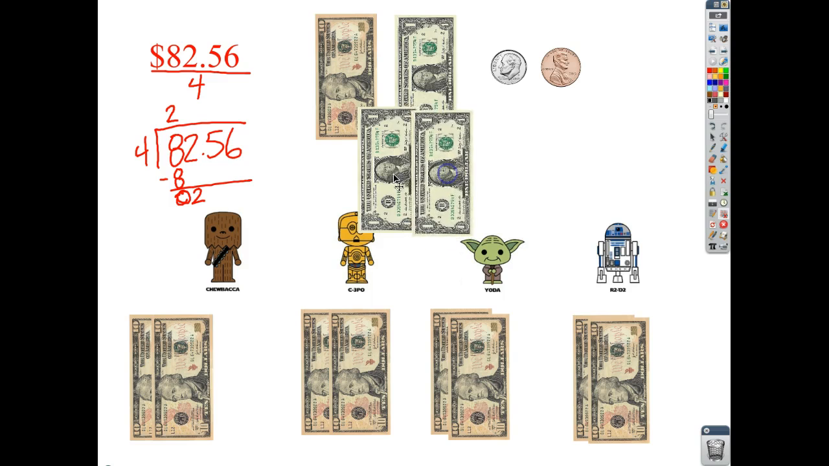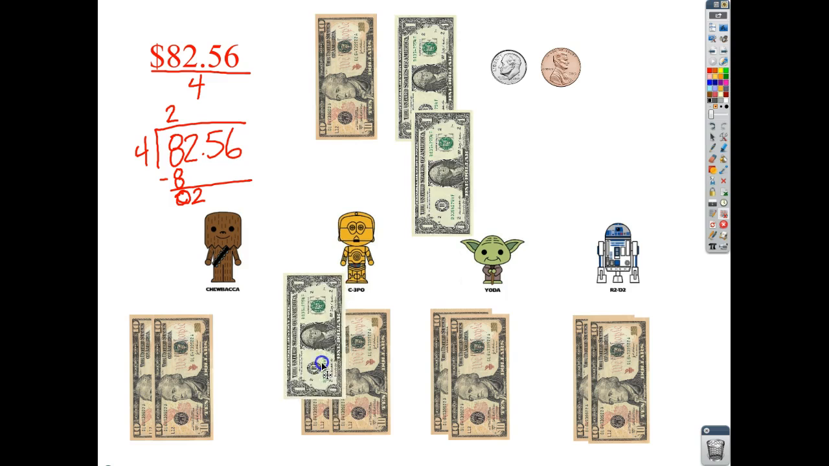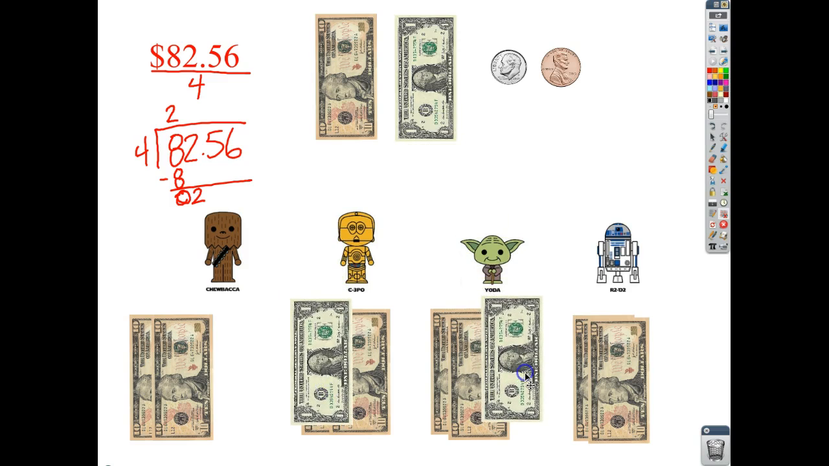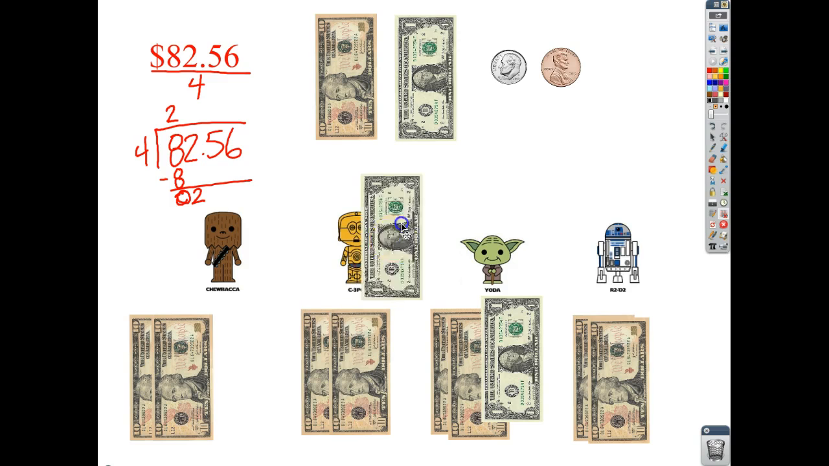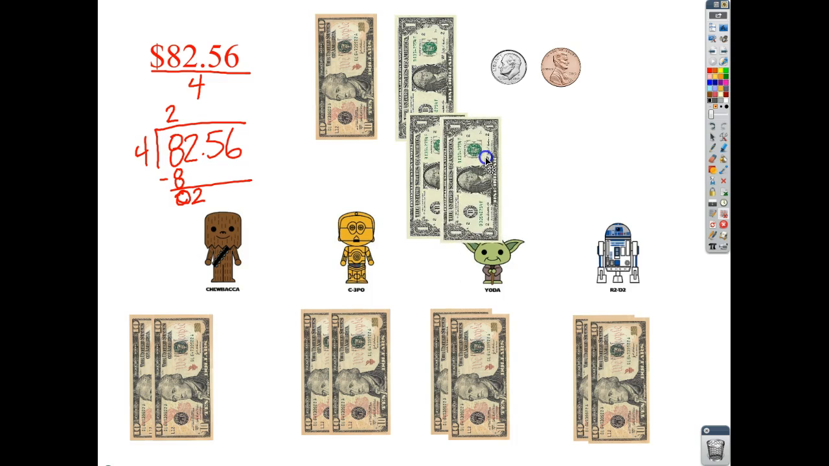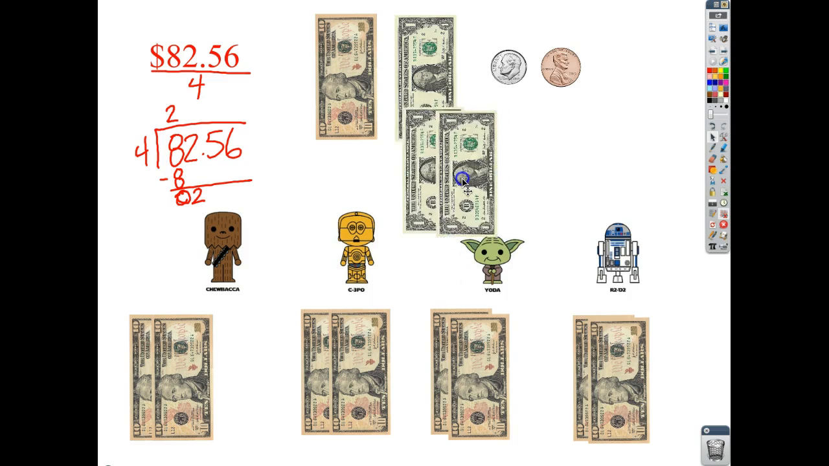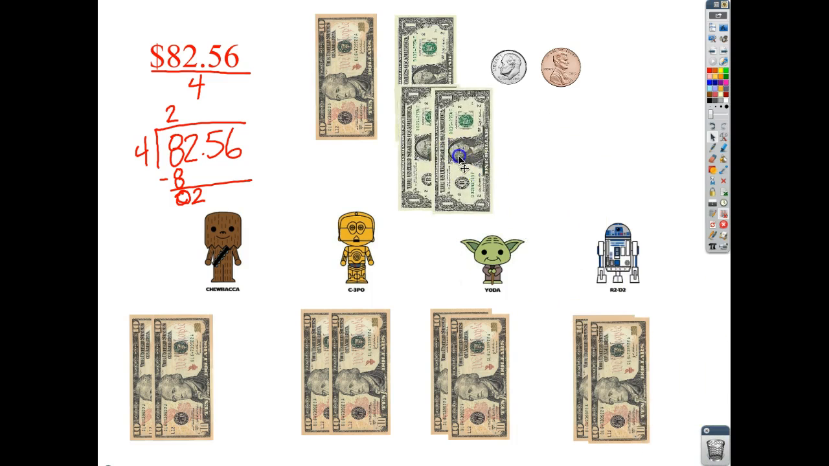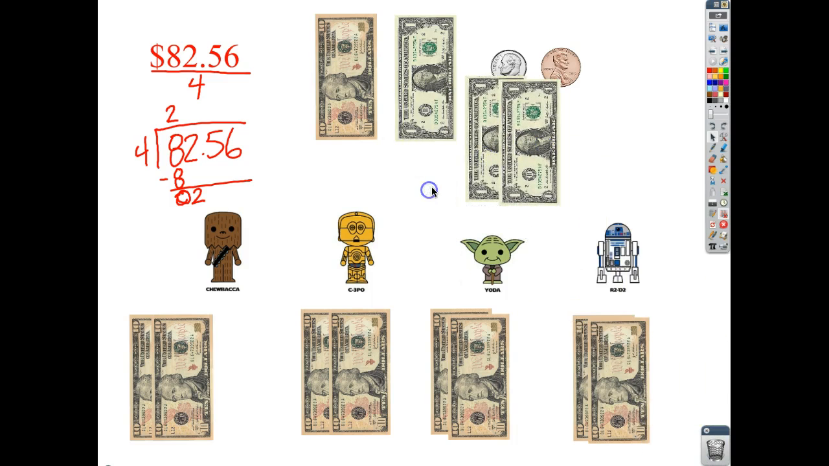If I have 2 $1 bills, I don't actually have enough. I can't share them. If I give C3PO 1 and Yoda 1, then R2 and Chewbacca are screaming, where's my dollar? I want a dollar too. So I can't equally share this.